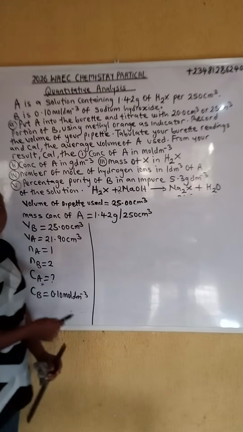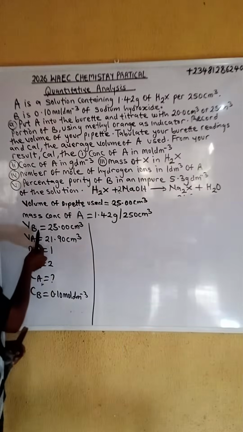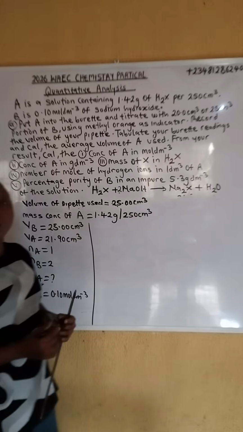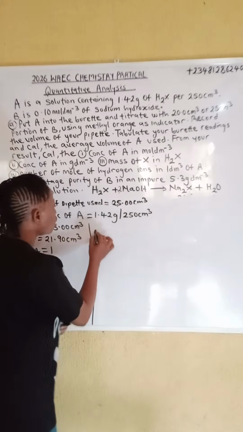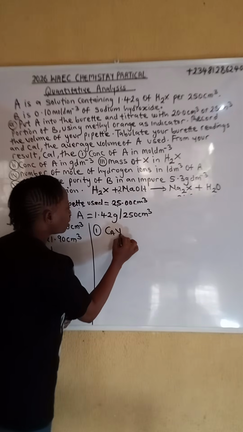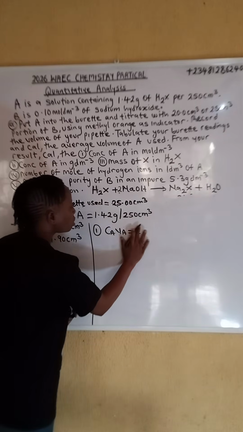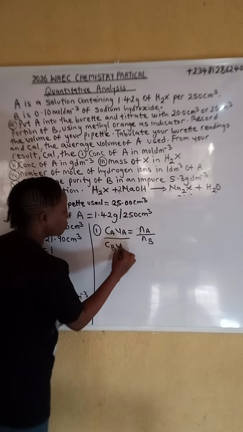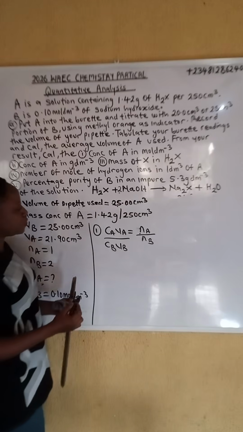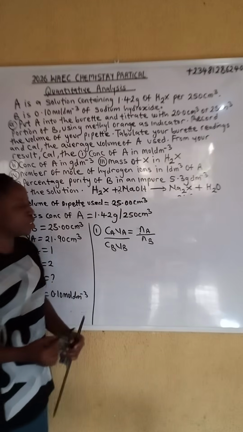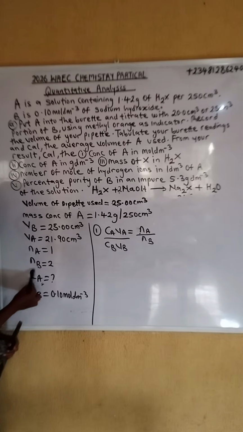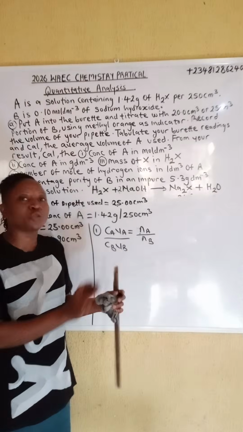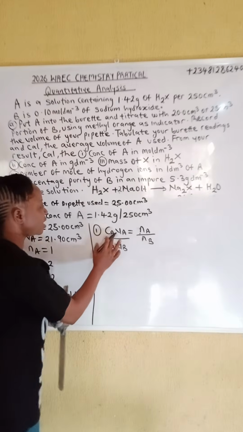Since we have the molar concentration of base, the volume of acid used, the volume of base used, the number of mole of acid, and the number of mole of base, we are going to use our general formula. So Roman figure 1, you use CaVa divided by CbVb equal to Na divided by Nb. Then we are looking for the molar concentration of acid, which is Ca. So make Ca the subject of the formula. Make sure you don't jump any step.